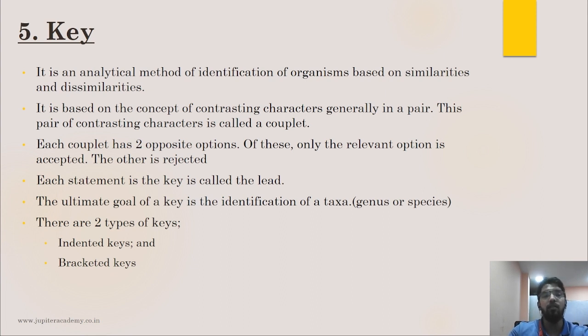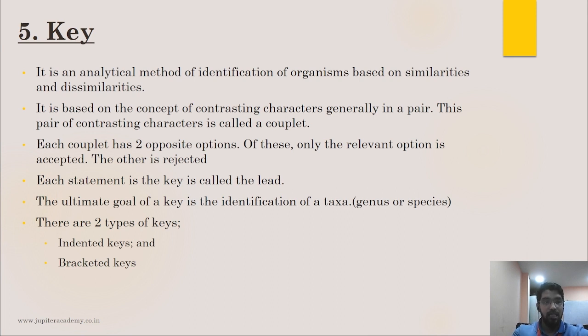This pair of contrasting characters is called a couplet. When we go into the example, you will get a clearer idea. Each couplet has two opposite options, contrasting characters. Of these, only the relevant option is accepted, the other one is obviously rejected. So it is a yes or a no answer, a positive or a negative answer, a black or a white answer. There is no in between.